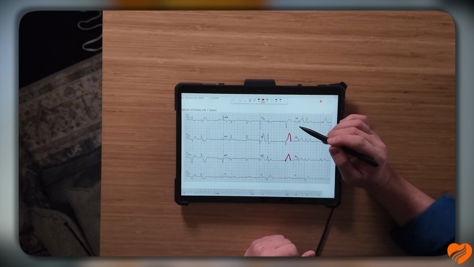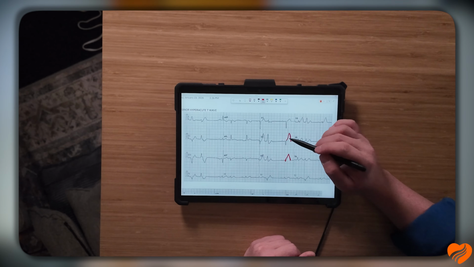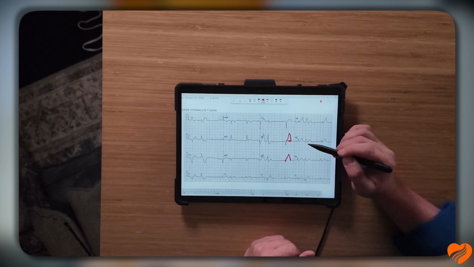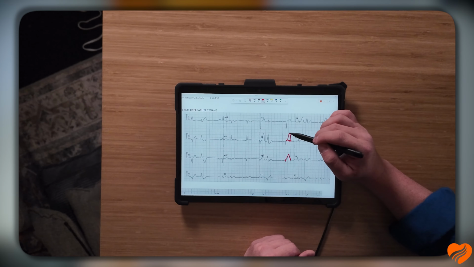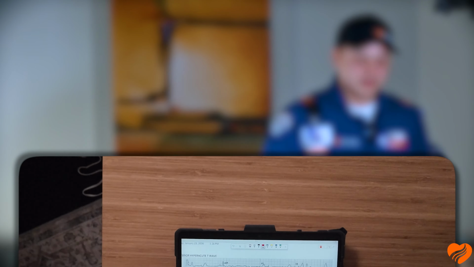So remember, your hyperacute T waves are going to have a broad base. They're going to be tall or taller, or just relatively taller than your QRS complex, and peaked. Look at the surface area on that T wave right there. So it didn't meet STEMI criteria, right?